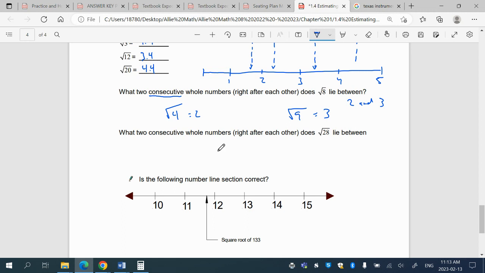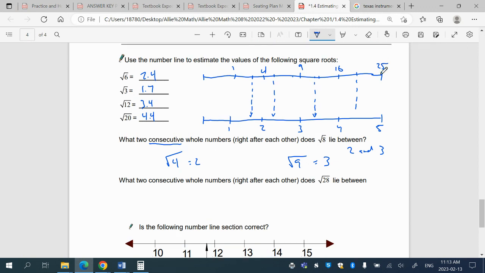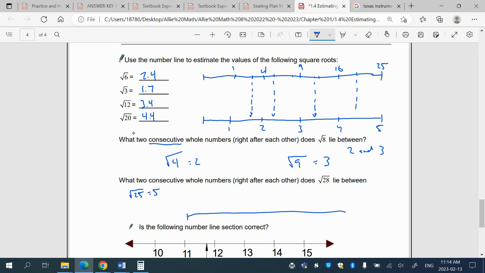What two consecutive whole numbers does the square root of 28 lie between? So if we look at this number line, it's going to be above that. We know that the square root of 25 equals 5. You can draw two lines if you'd like, if that's helpful.